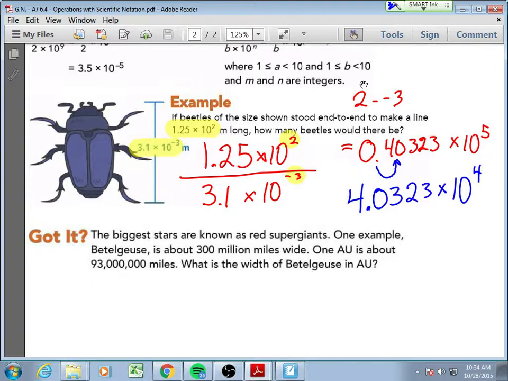Guys, think. I want you to understand why. Think about what the positive power of 5 is telling you to do. It's telling you to move this decimal to the right 5 places. If you do one of the places, you take that away, and you now get a power of 4.